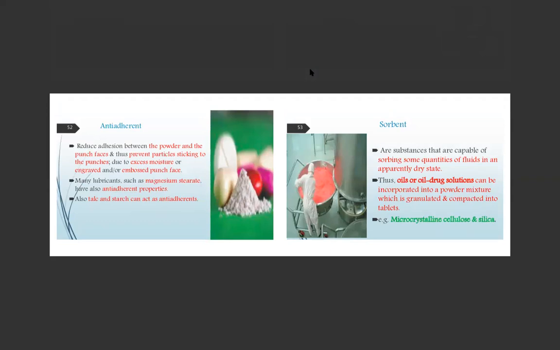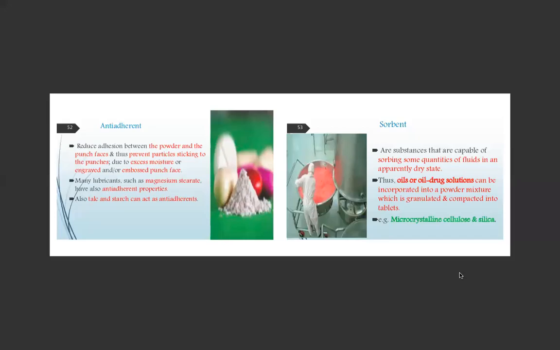Anti-adherents. Again, this is one of the lubricant or friction reducing agents only. It should not stick to the dies or the punches, nor to the area or the tip of the punches. It should not stick anywhere. You should get proper soft, shiny tablets. That is why it should stick nowhere, neither to the hopper, nor to the die and the punches.